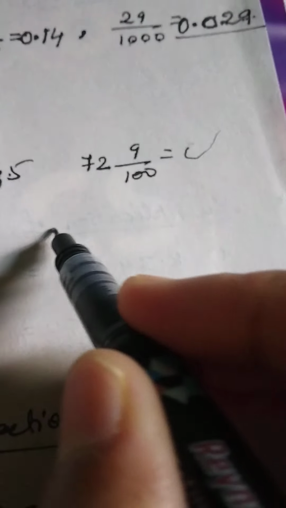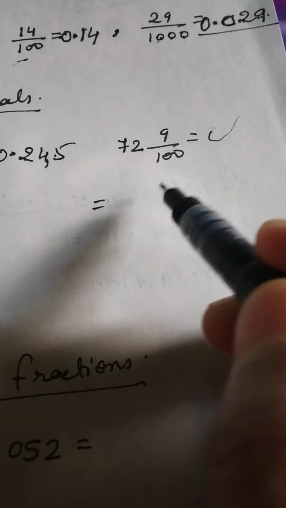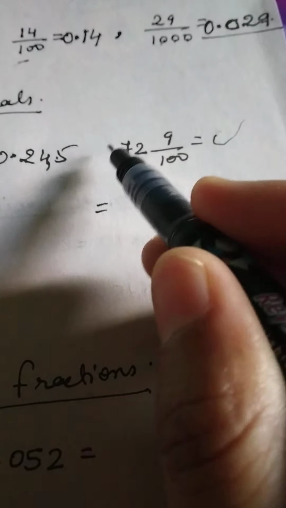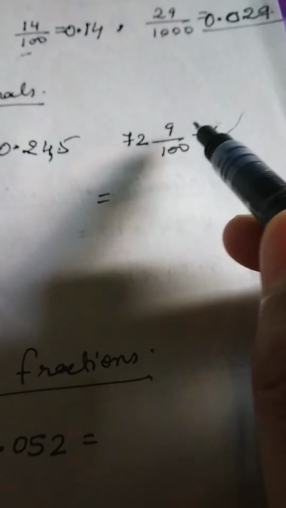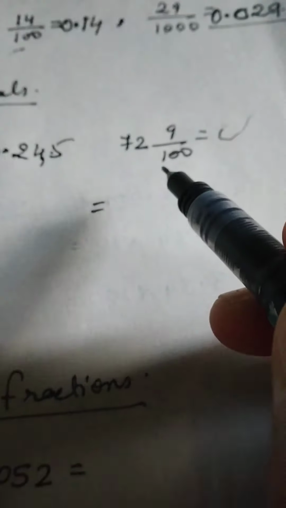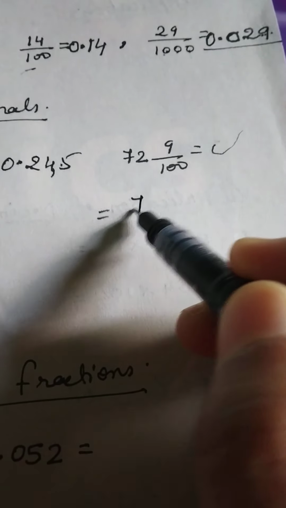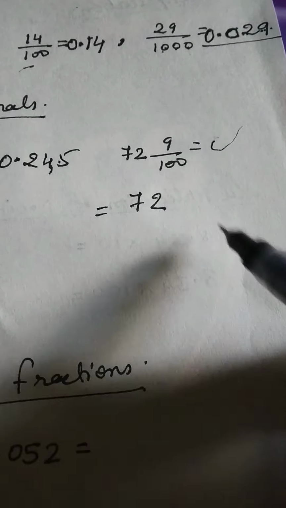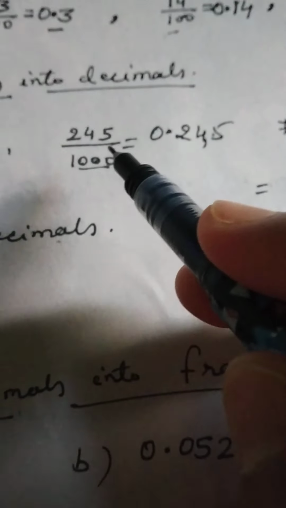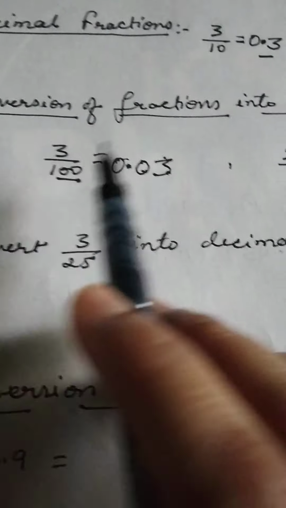Got it? Now this is a mixed form. In the mixed form, this is the whole number and this is the fractional decimal. The whole number you write down as it is, 72. But the fractional part you have to change in the same way as we have changed these numbers.